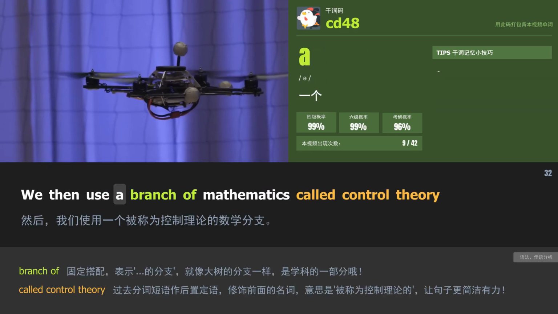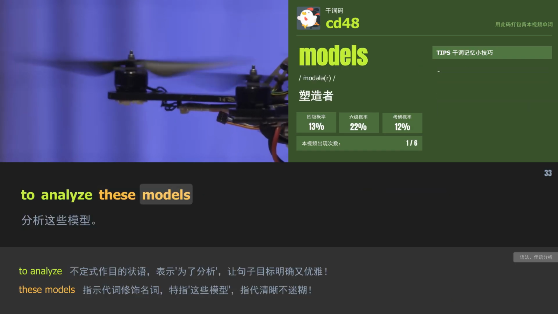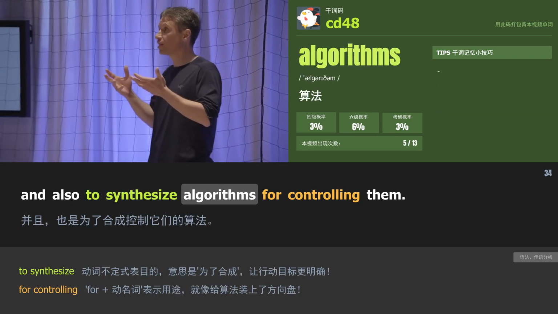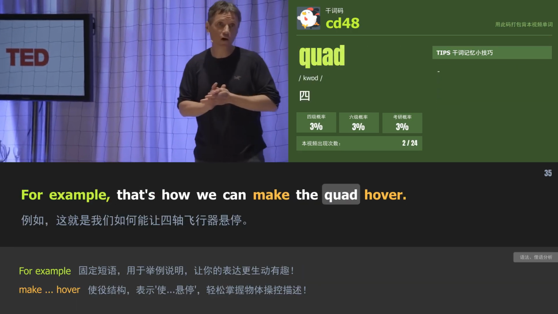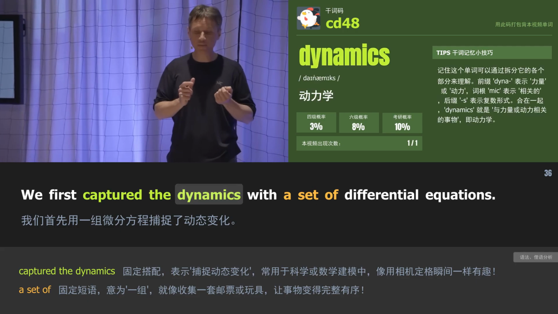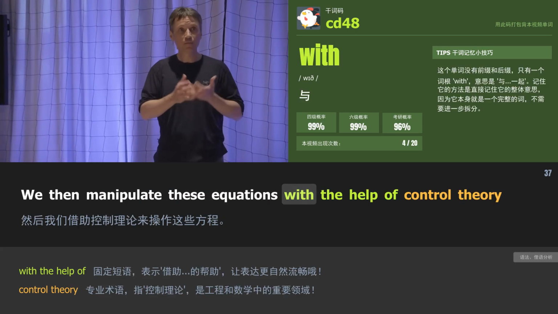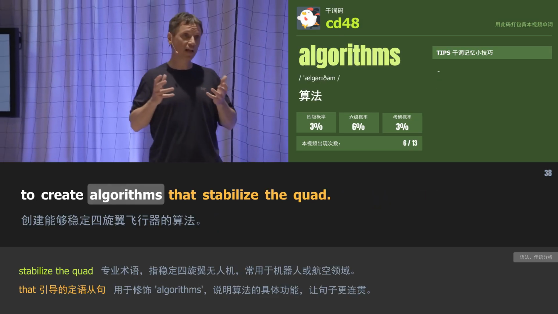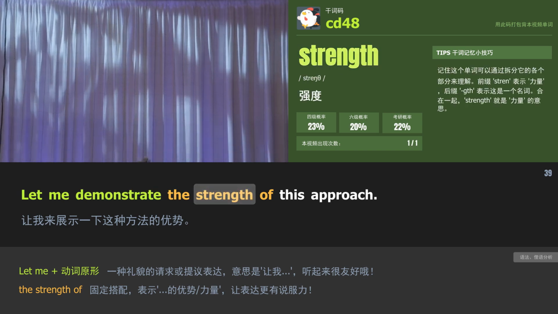We then use a branch of mathematics called control theory to analyze these models and also to synthesize algorithms for controlling them. For example, that's how we can make the quad hover. We first capture the dynamics with a set of differential equations. We then manipulate these equations with the help of control theory to create algorithms that stabilize the quad. Let me demonstrate the strength of this approach.